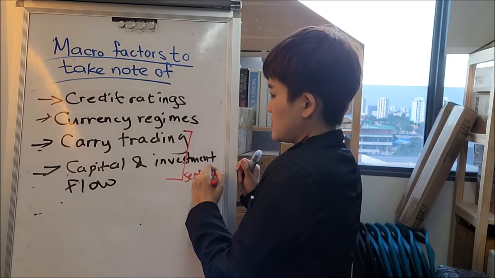Because for international businesses, let's say I have a US company and I have another branch in Japan, and I want to bring my profits back from Japan to my US headquarters. So I need to exchange my yen into USD. Basically, all of this comes down to one underlying factor, which is supply and demand. To put things in simple terms, when the demand for a currency increases, the currency is gonna go up. When the supply of a currency increases, the currency is gonna go down.